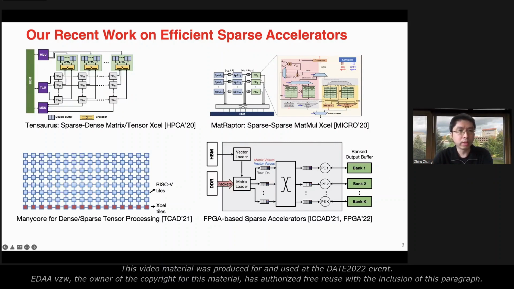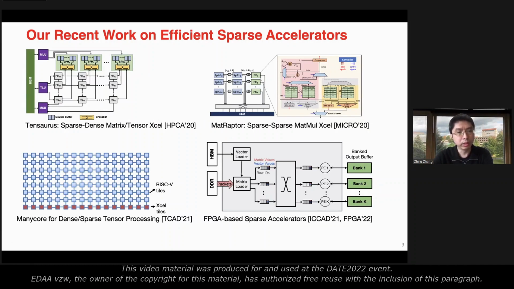Some of them are targeting ASIC and some are for FPGA. Tensaurus is one of them that targets ASIC. This is an accelerator designed for sparse dense matrix and also tensor operations, published at HPCA 20. Later at MICRO 20, we published a paper on how to speed up sparse matrix multiplication, which is basically SpGEMM, using a non-conventional approach, the row-wise product, and that turns out to be very efficient. We are also looking at another ASIC targeted project, where we look at how to leverage many cores.